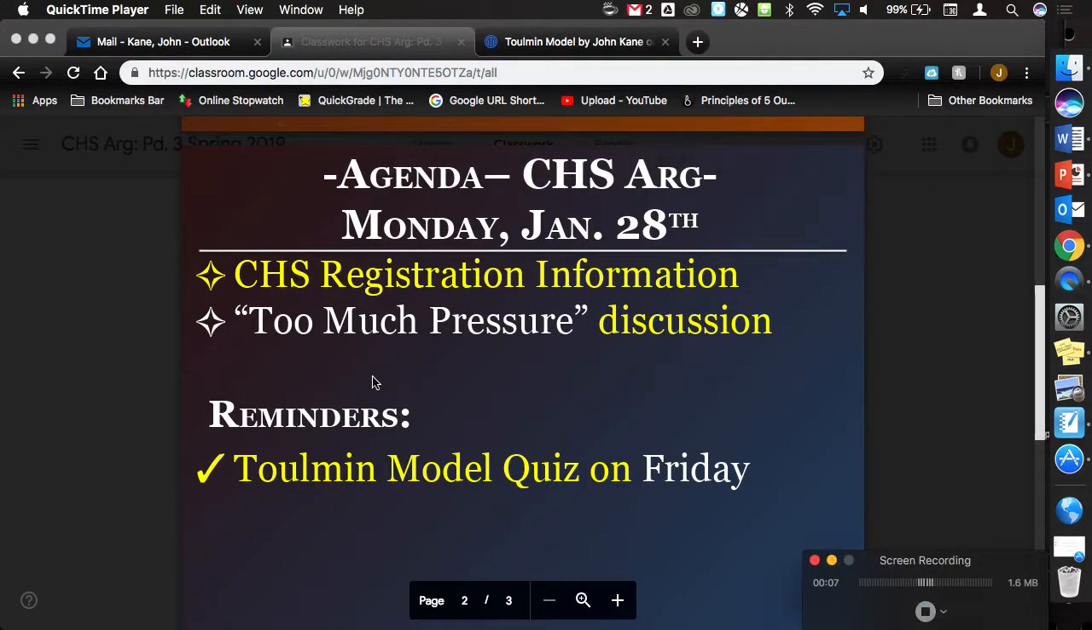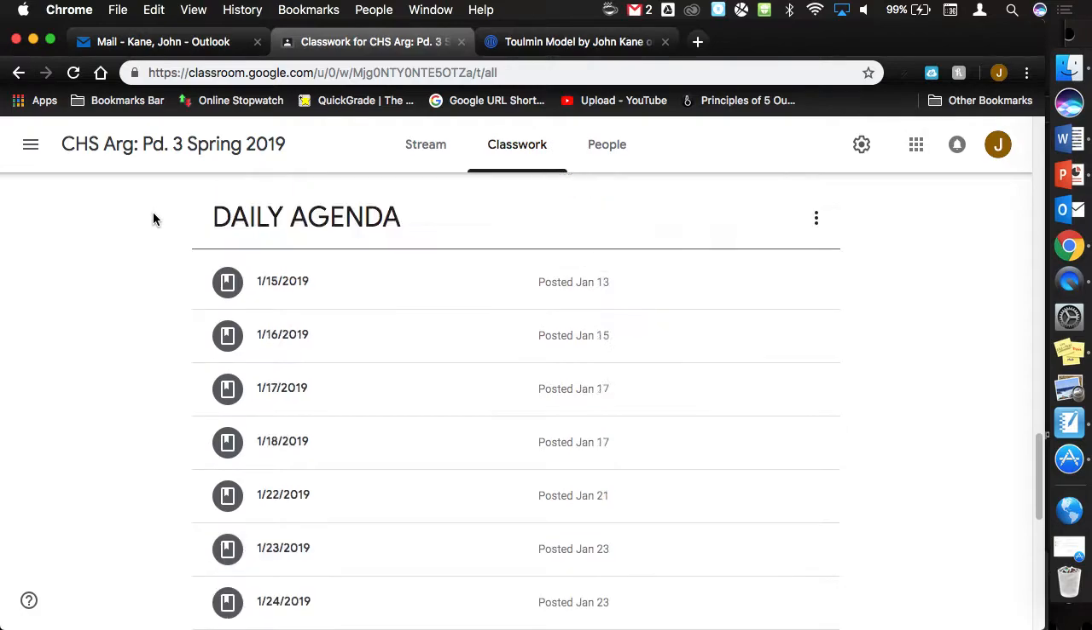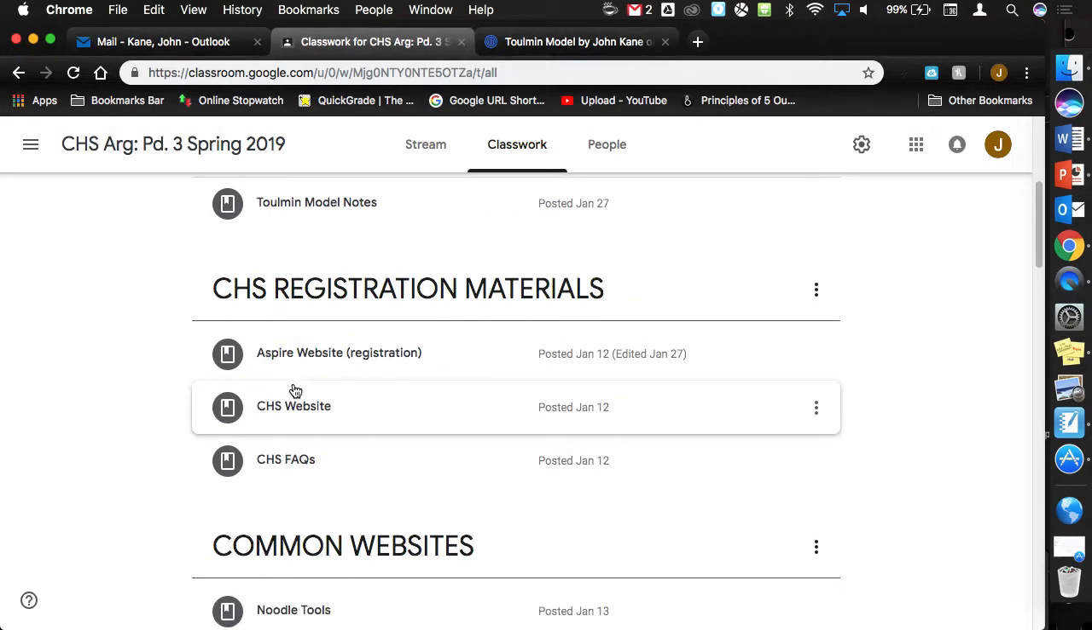Anything that you need for the registration, if it's something that you want to do, is loaded for you up on Google Classroom. I think it's the second heading. So we've got our note presentations under the classwork part, and then the CHS registration.